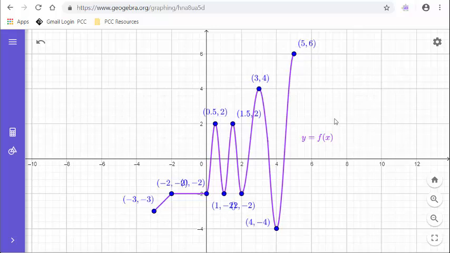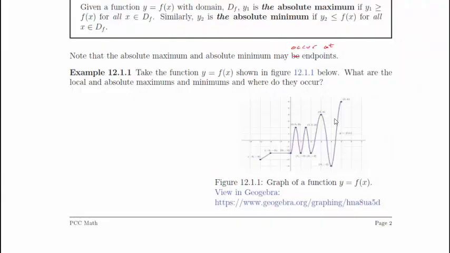-4 occurs when x is 4. 6 occurs when x is 5. So we'll go ahead and write that for our absolutes real quick before we talk about locals. So the absolute max equals 6, and it occurs at x equals 5, and the absolute min equals -4, and it occurs at x equals 4.